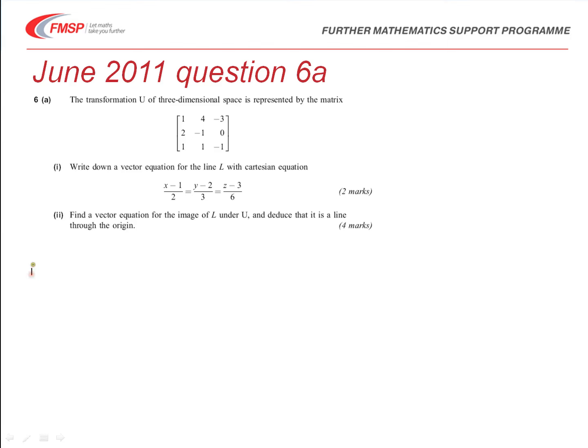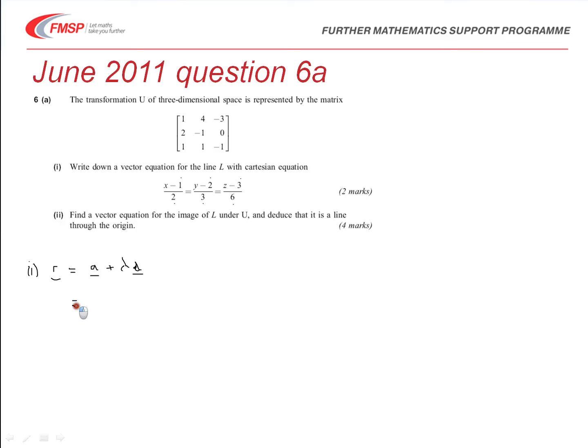Now, if you remember, the vector equation of a line is written in the form r equals a plus lambda lots of d, where a is a known point on the line and d is the direction vector of the line. And in the Cartesian equation, the point on the line is given by the values subtracted from the x, y and z coordinates specifically, and the direction vector is given by the denominator of each of the parts.